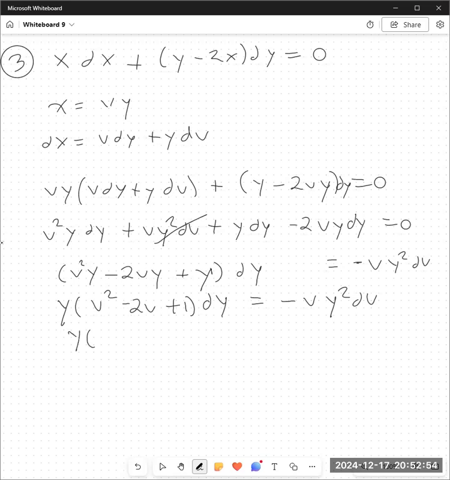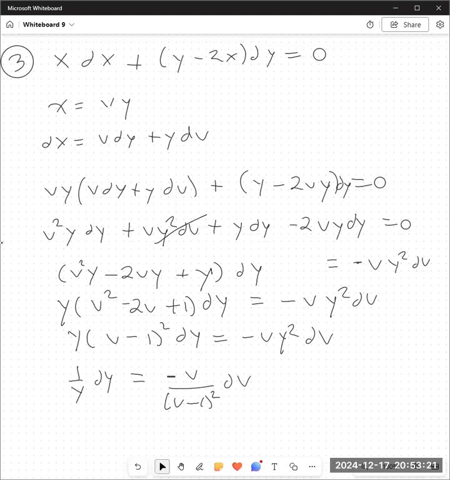And I can further factor this since it's a perfect square. v minus 1 squared dy equals negative vy squared dv. Let's separate this now and get my y's on the left with my dy and my v's on the right with dv. So y divided by y squared is 1 over y dy is equal to a negative v over v minus 1 squared dv.